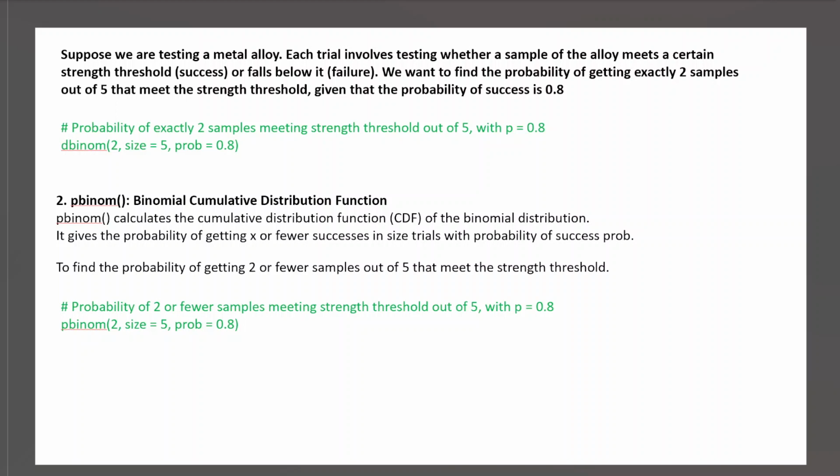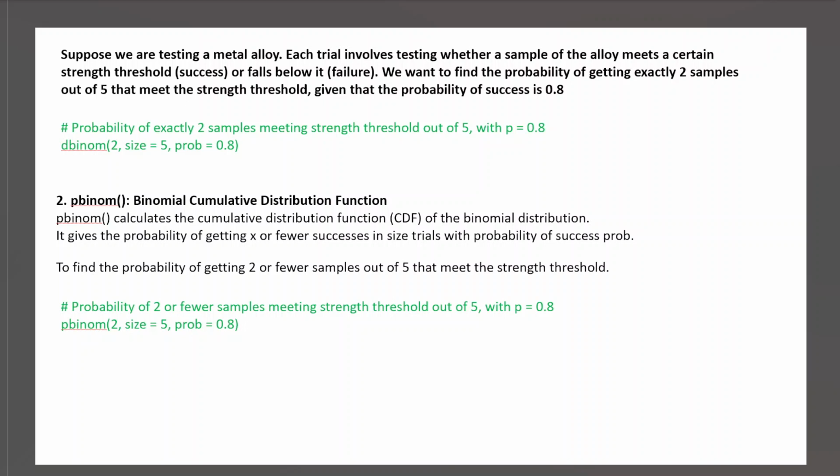And pbinom is the binomial cumulative distribution function. So it gives the cumulative value rather than exactly the given number of successes. Like at least two successes means it will calculate from two up to the number of trials. So here is an example: it gives the probability of getting x or fewer successes in the given trials with probability of success being p.